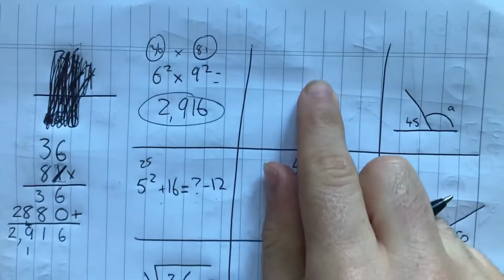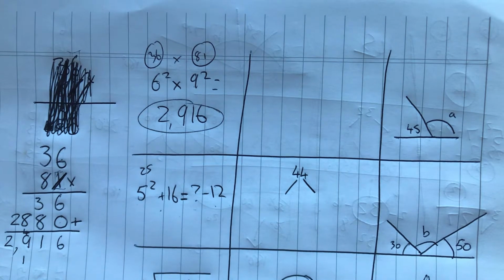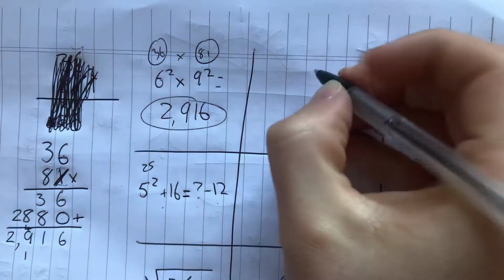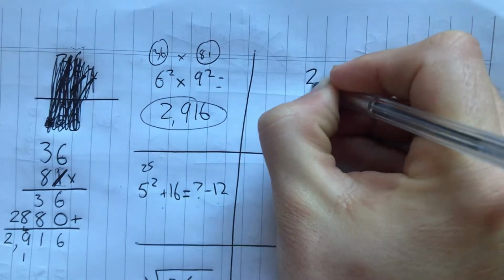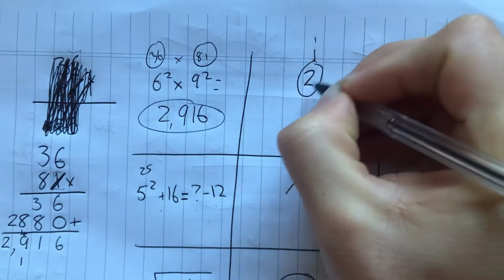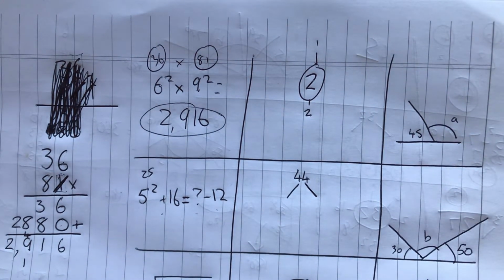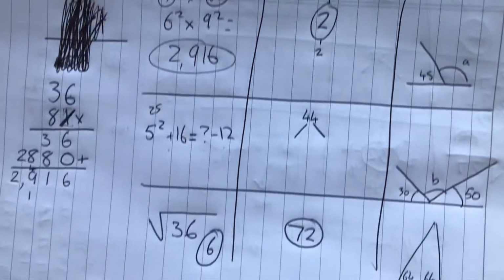Right, next one. Amy says that all prime numbers are odd. Is she correct? Why? Now, they are all odd, other than the number 2. 2 is even, and you can only make 2 by timesing 1 and itself. That's a prime number. So no, Amy is not correct, 2 is a prime number.